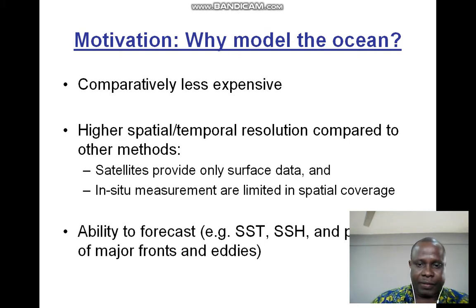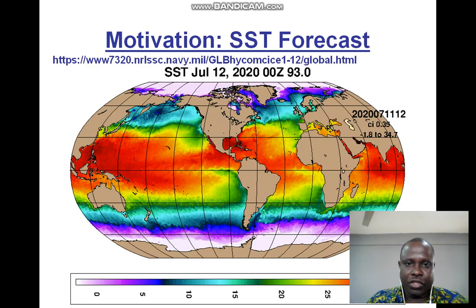For instance, the sea surface temperature a few days from now, perhaps weeks from now. You can do some kind of forecasting with SST, sea surface height, SSH, the positions of major fronts and eddies. So models are able to do this, whereas other methods are not able to give you a forecast, for example. So these are some of the advantages of ocean modeling.